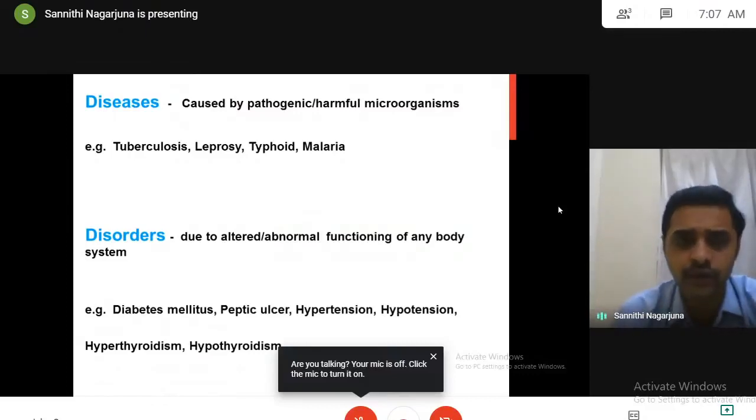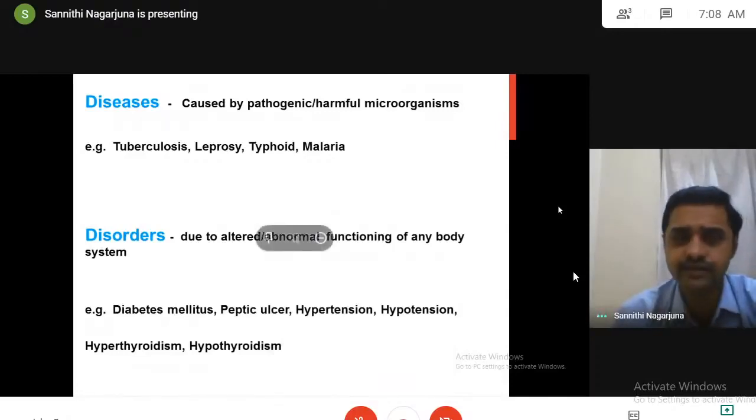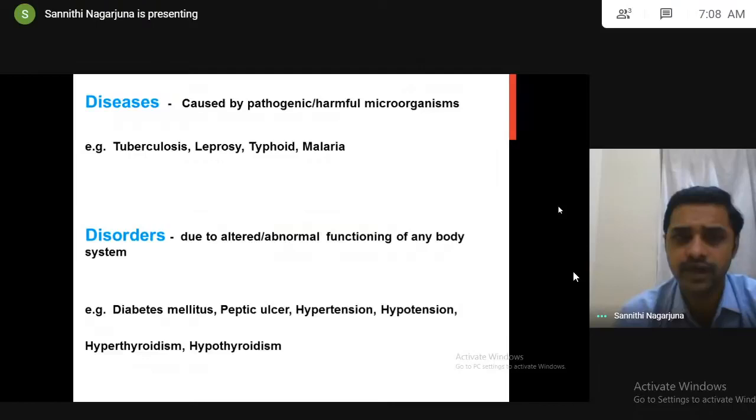First, you have to understand two terminologies: diseases and disorders. We very commonly use these two words. What exactly do they mean? Diseases are caused by pathogenic or harmful microorganisms, like tuberculosis, leprosy, typhoid, malaria. Disorders are due to abnormal or altered functioning of any body system.